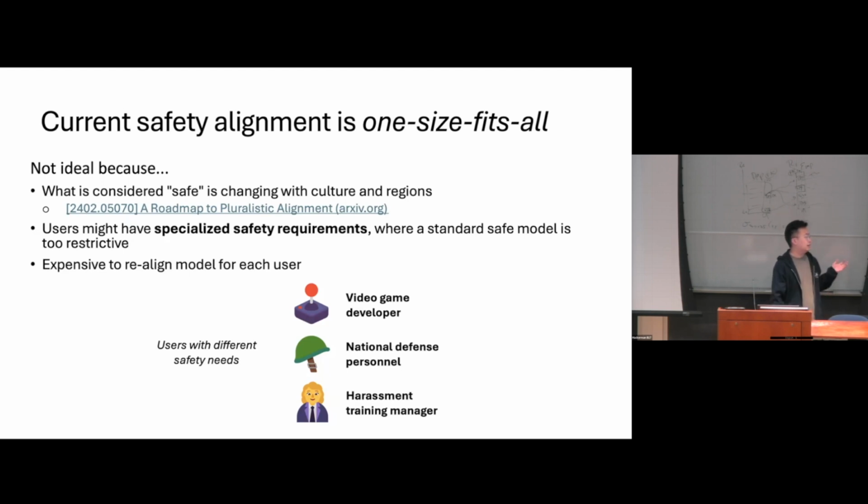For example, video game developers might involve certain kinds of violent content for game creation, and national defense personnel may actually need to build a bomb. And harassment training managers need to be aware of different types of potentially concerning content. However, it is expensive to do the post-training process for each user, and there are many types of users, so that's a somewhat impractical approach.